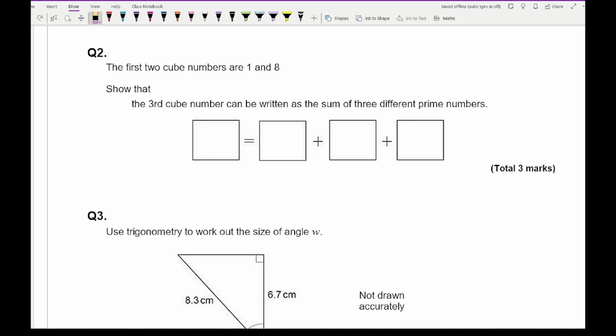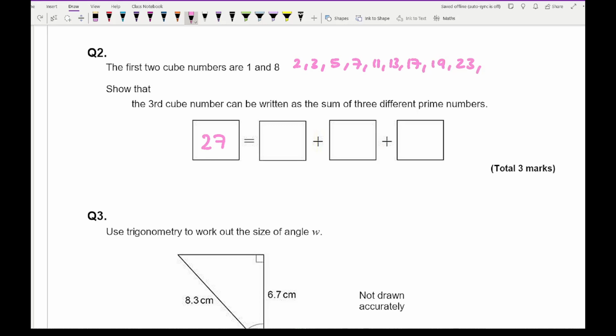Now moving on to question 2, it says the first two cube numbers are 1 and 8. Show that the third cube number can be written as a sum of 3 different prime numbers. Now the third cube number is 27, so we just need to find 3 prime numbers that add together to give us 27. Again, if I just write down the list of prime numbers, we've got 2, 3, 5, 7, 11, 13, 17, 19, 23, and we can't use any more.